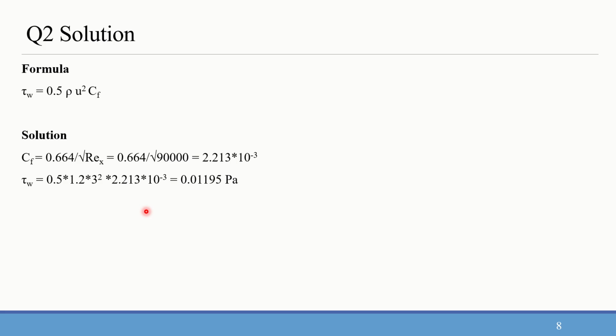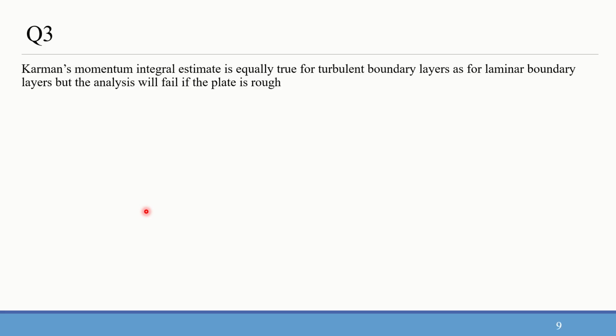So now we will go to question 3. Here Karman's momentum integral estimate is equally true for turbulent boundary layers as for the laminar boundary layers. But the analysis will fail if the plate is rough.